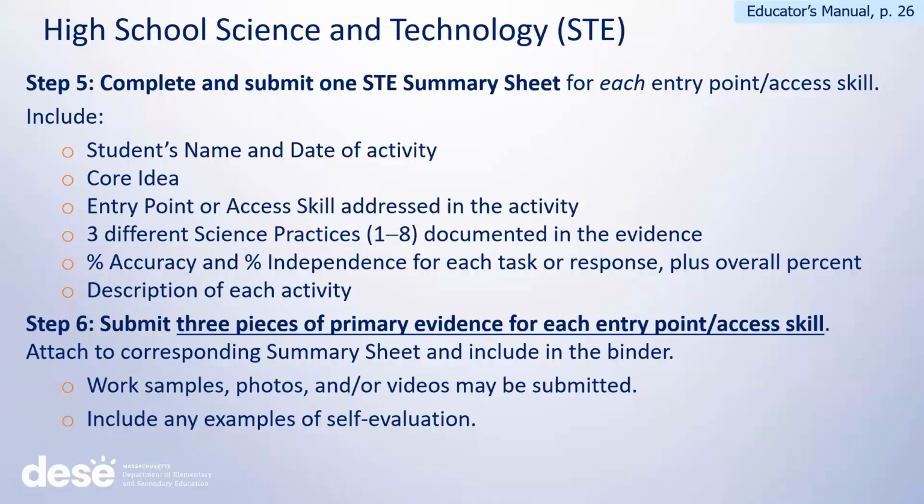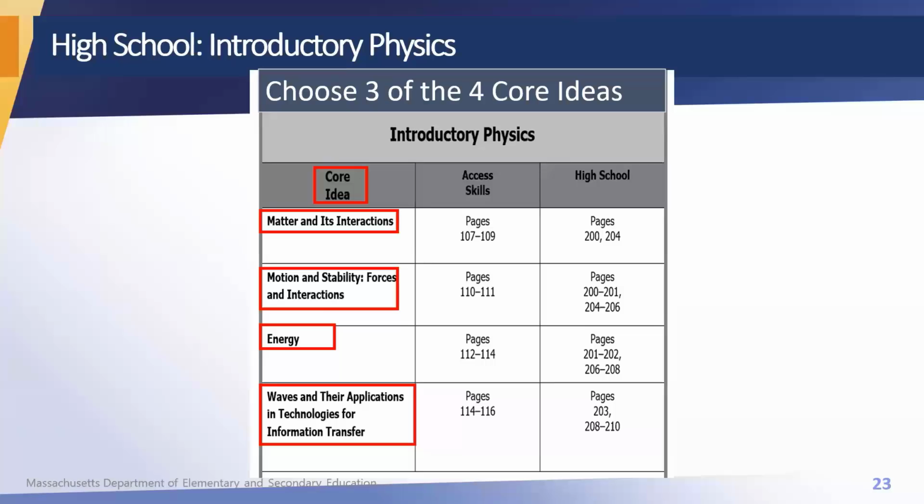But you're going to have how many pieces of evidence? I can hear you all yelling at me. 3 pieces of evidence. And don't forget to include a minimum of 2 pieces of self-evaluation. If you want to put it on that summary sheet, you can, or it can be separate. So for high school, here is the introductory physics. Here's 4 core ideas. That's all they have. You're going to choose 3 of those. And again, the topics will be available for you to look at.